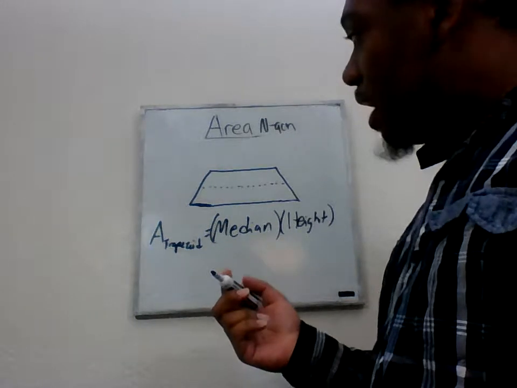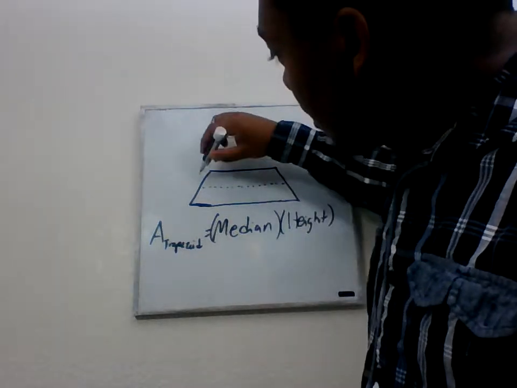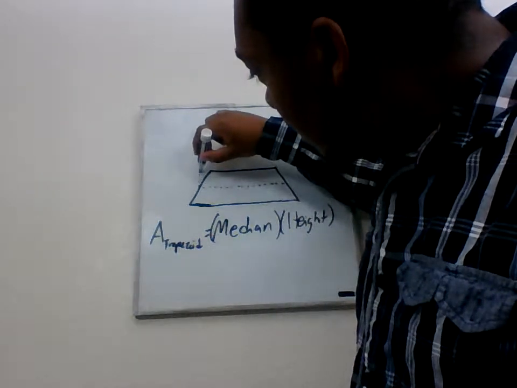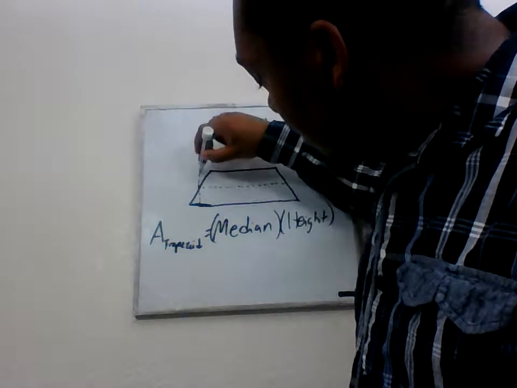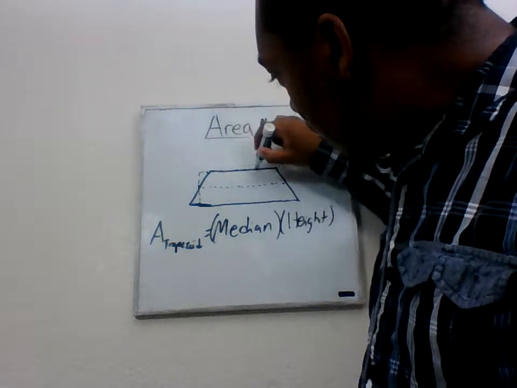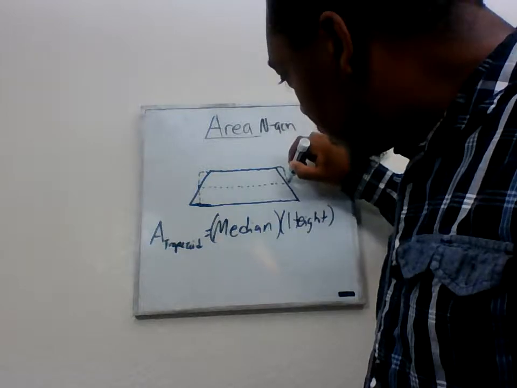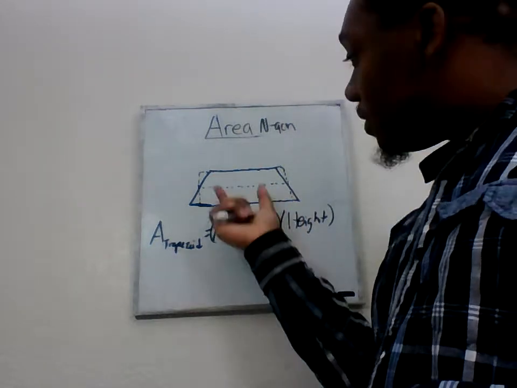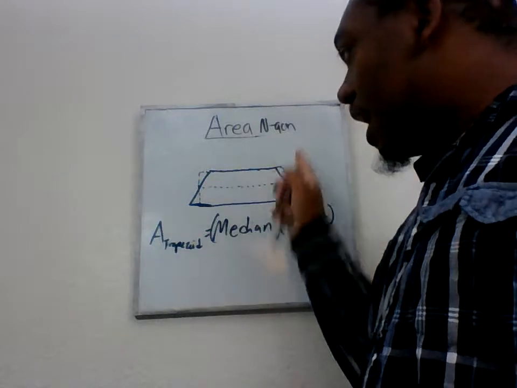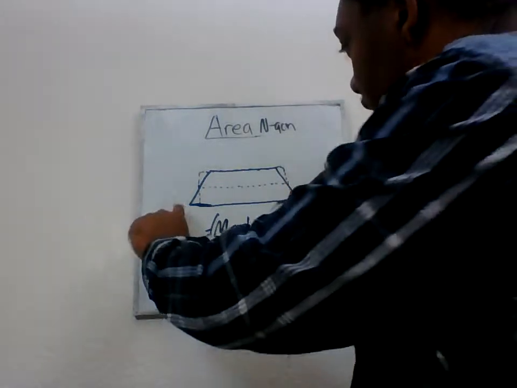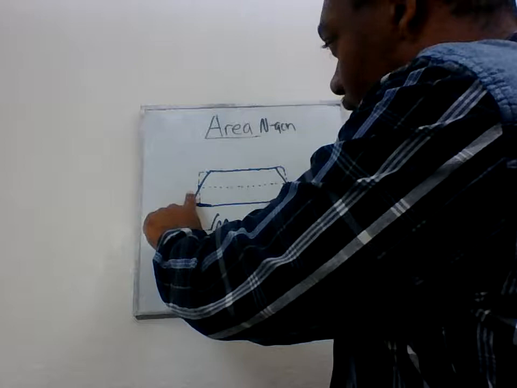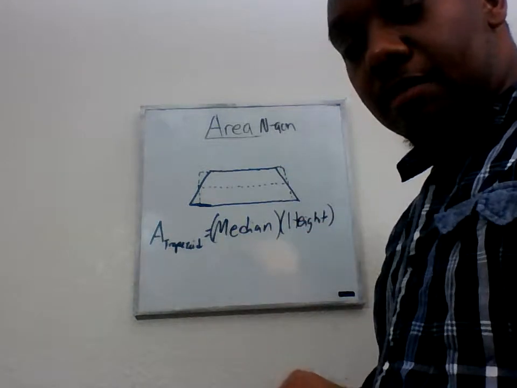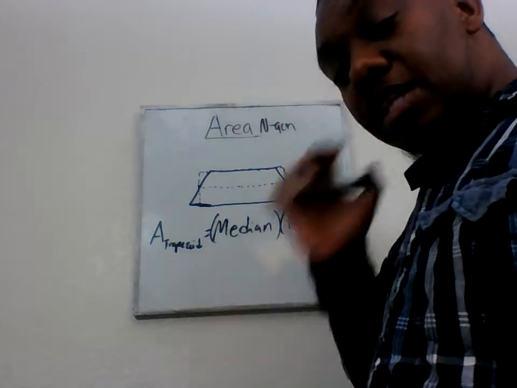Well, it may be kind of hard for some of you to see, but if we were to extend from our median and make a rectangle, you may be able to see that this would end up being the base and the height would still be the height. And this corner that's left over here, the trapezoid, would actually fit into the other side that's missing. So the median does kind of help shape our trapezoid.